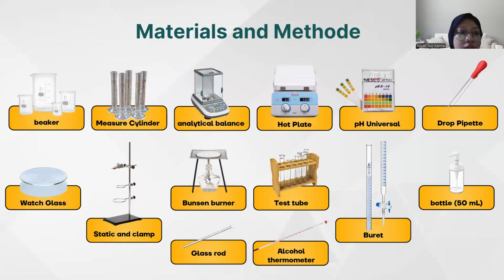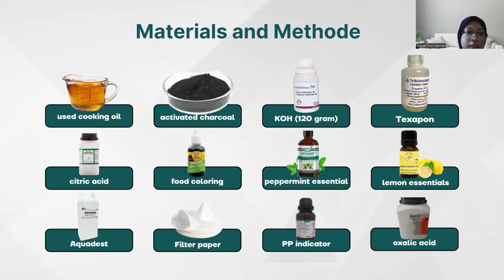The tools used are beaker, measuring cylinder, analytical balance, hot plate, universal pH paper, drop pipette, watch glass, static and clamp, Bunsen burner, glass rod, test tube, alcohol thermometer, burette, and bottle. And then the materials used are used cooking oil, activated charcoal, potassium hydroxide, citric acid, food coloring, peppermint essential oil, lemon essential oil, aqueous, filter paper, PP indicator, and oxalic acid.